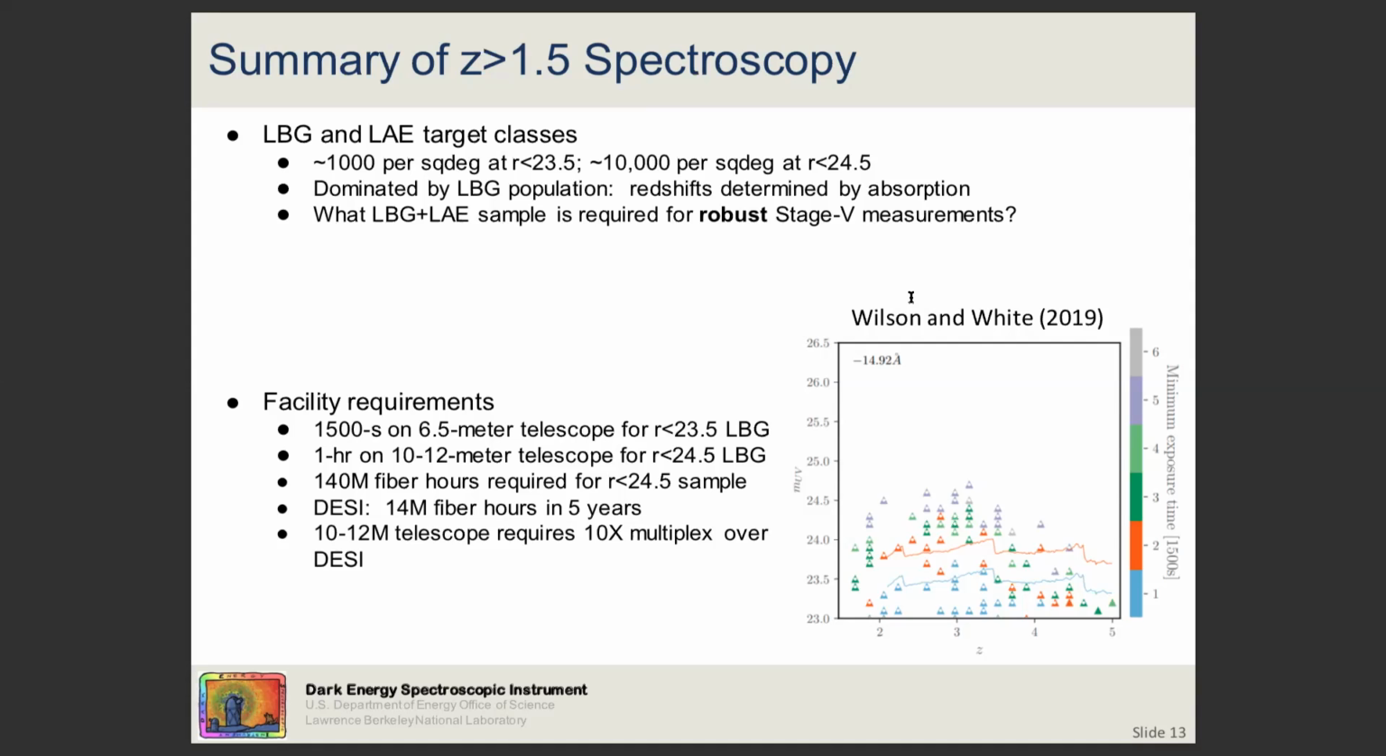Now, if I want to convert these numbers into facility requirements, basically, if I count the exposure time plus the number density, if I want to go to 23.5, something like MegaMapper will be sufficient. If I want to go to 24.5, you're now in the regime of needing 140 million fiber hours. And that gives you something that requires 10 times the collecting area of DESI and 10 times the multiplex power over DESI. Okay? So 100 times DESI to get into that regime.